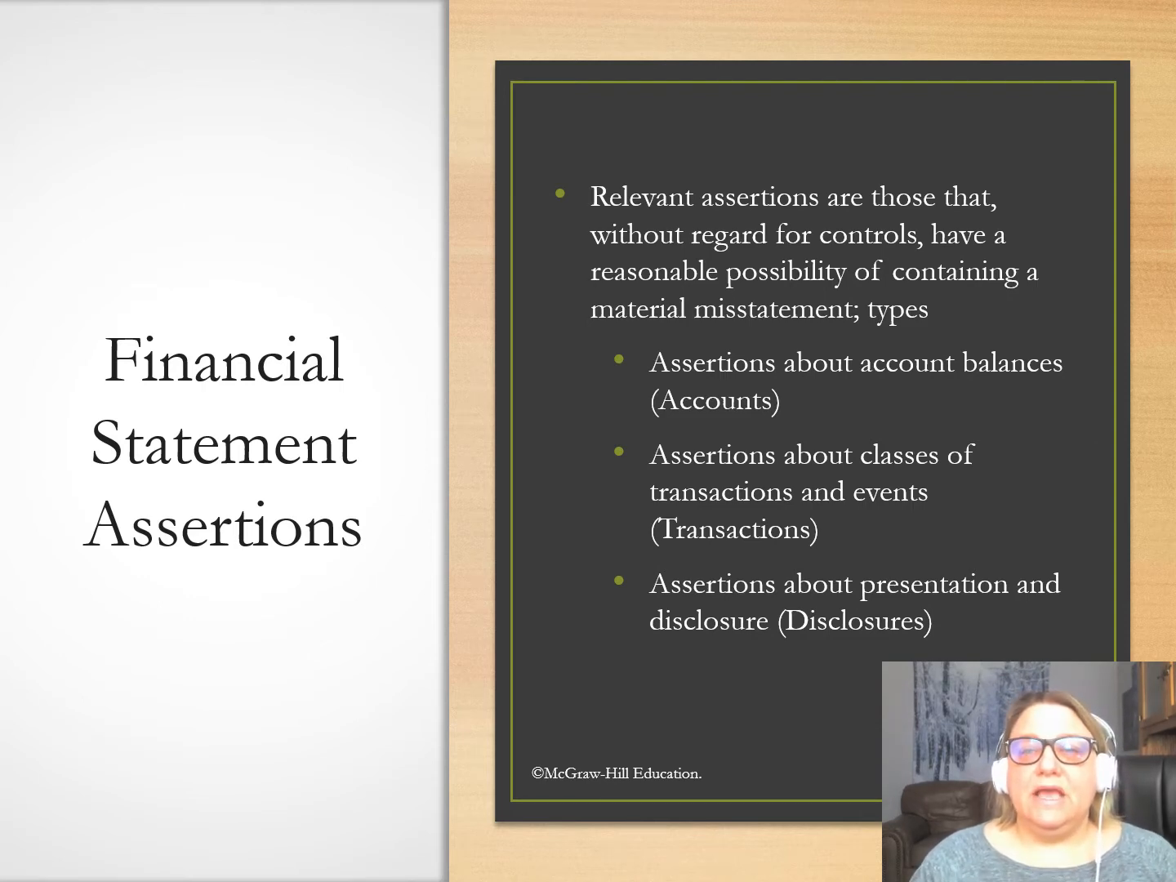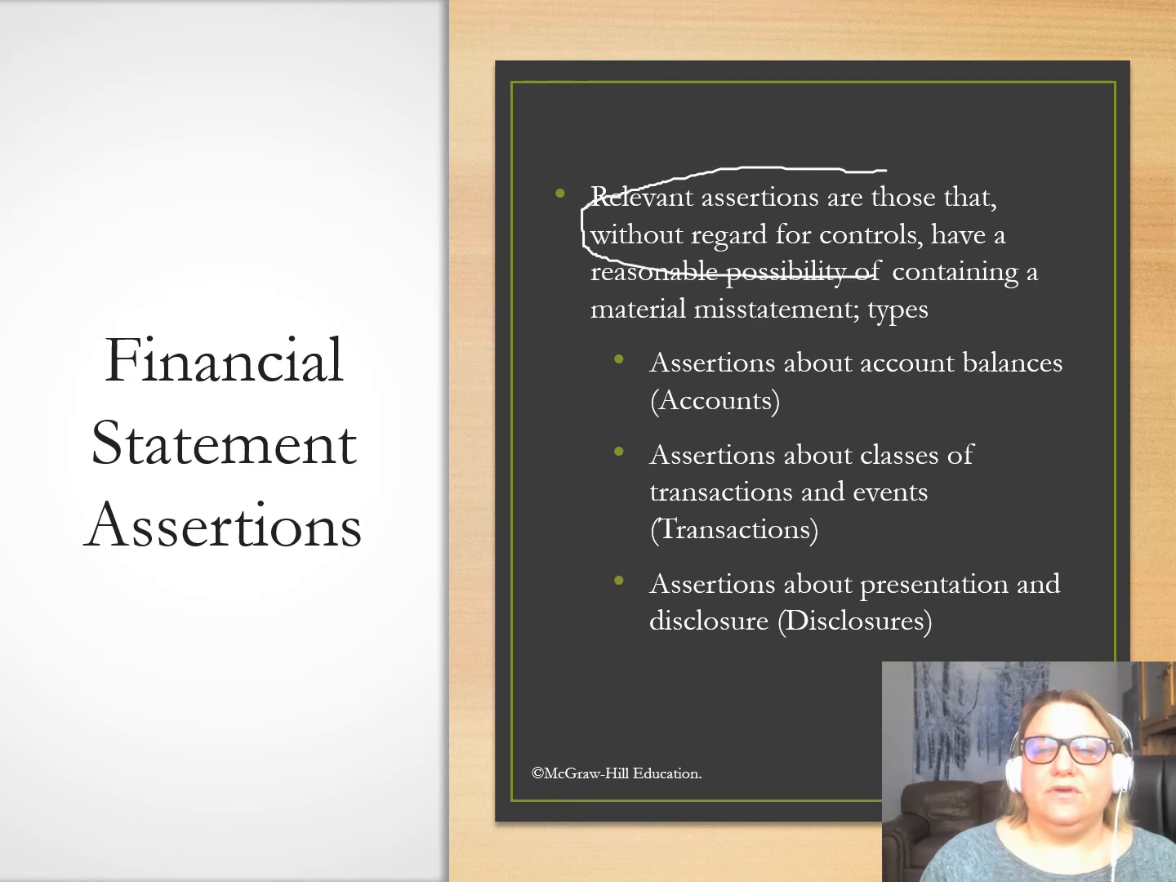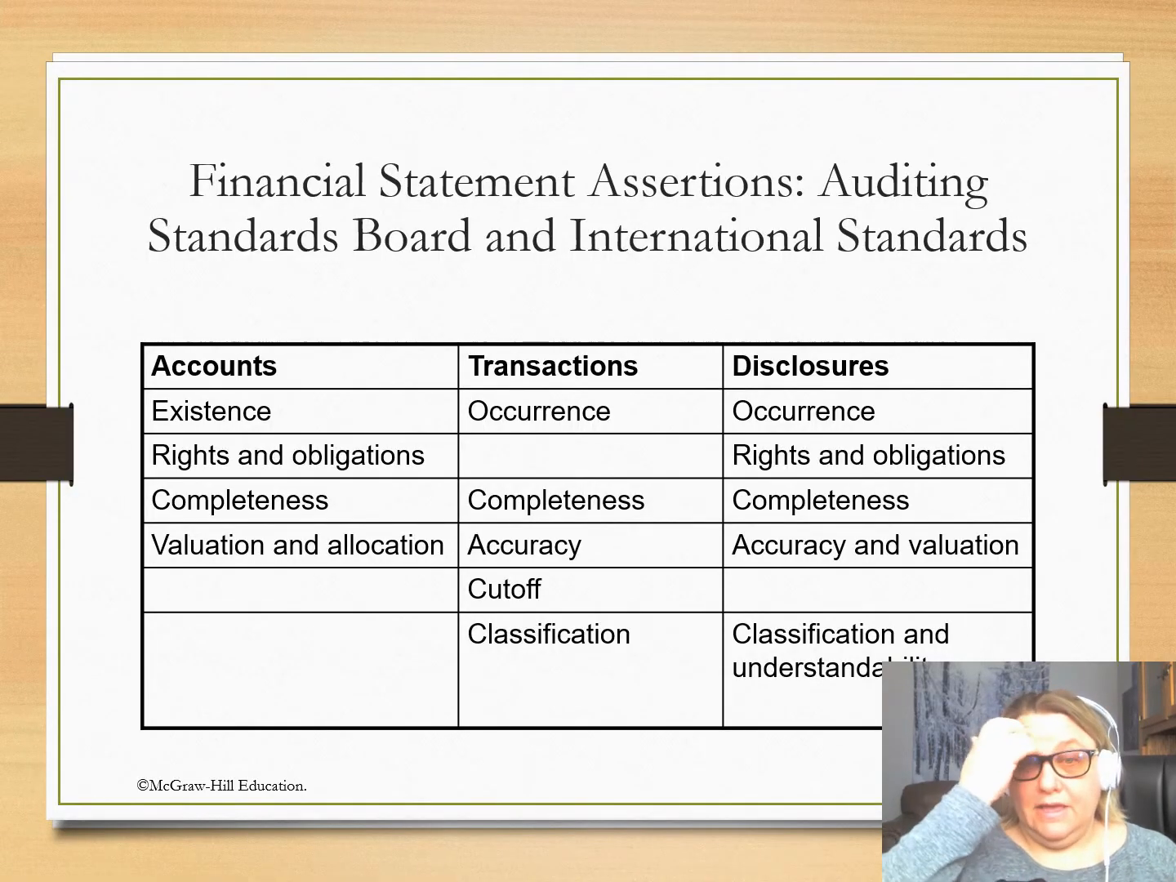Those are relevant, and you'll notice up here they talk about without regard for controls, and I'm going to circle that. You know I love to circle stuff. The idea is that, not looking at the control situation, you're always going to have a reasonable possibility of containing a misstatement, and you have to watch for that. And again, this definition is also in your book. This particular item is something that you really have to study and wrap your mind around.